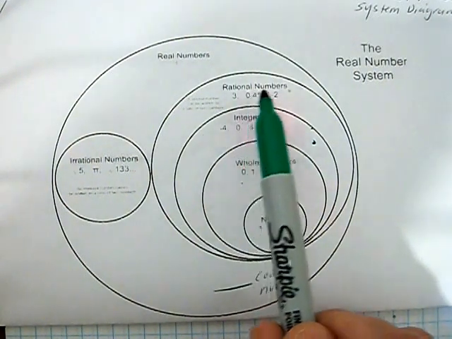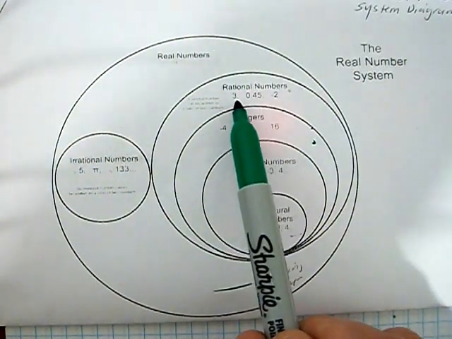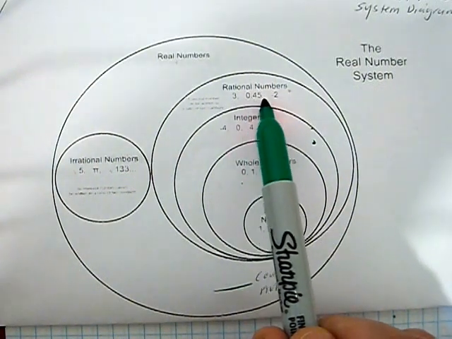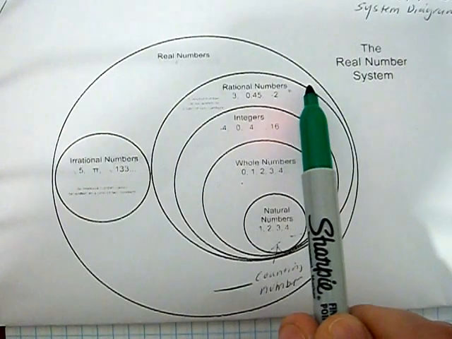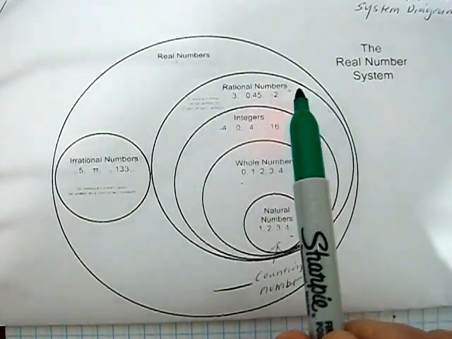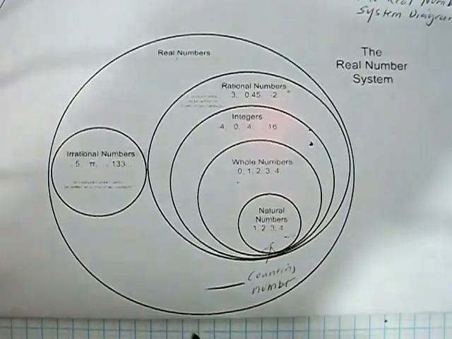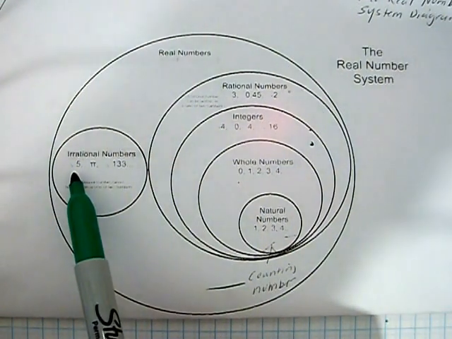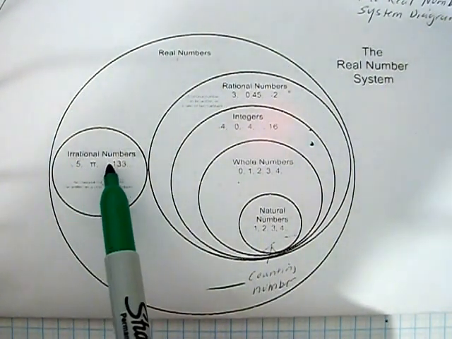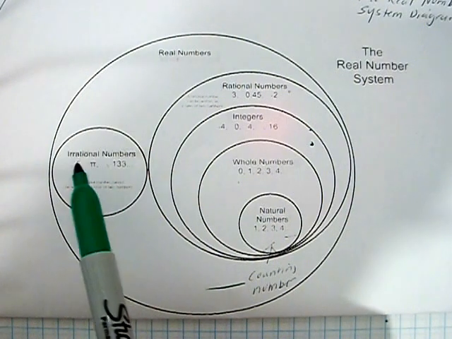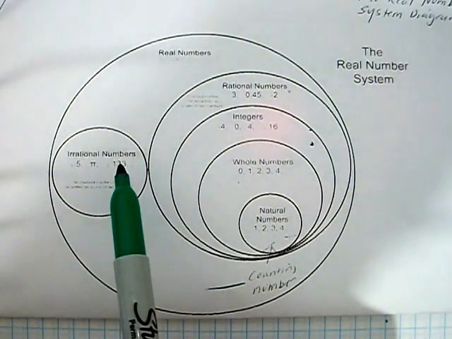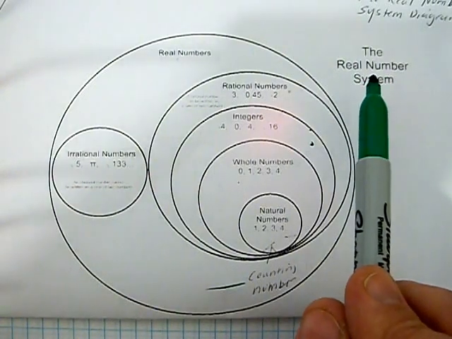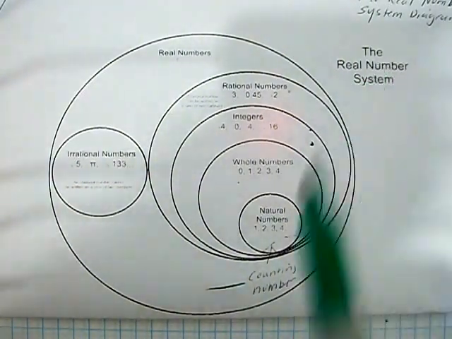Rational numbers are numbers that can be written as a fraction. For example, 3.45, negative 2. These are all rational numbers because they can be written as a fraction. And then finally, irrational numbers. We have square root of 5, pi, square root of 133. What sets these apart is, you remember that they repeat, they don't end. All of these are part of the real number system. Alright, that's it.